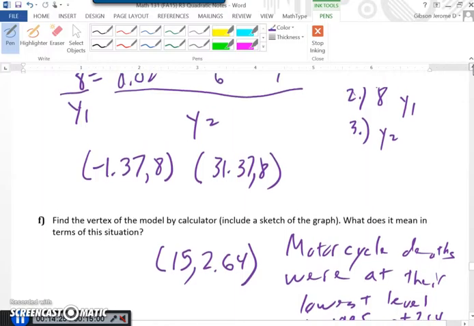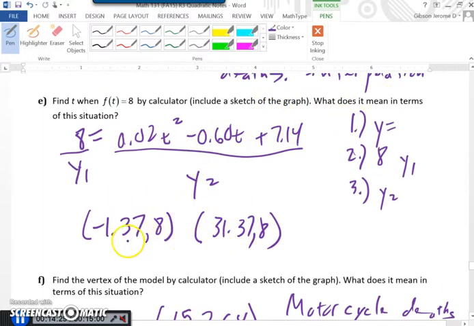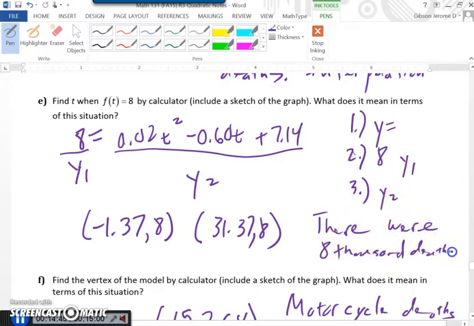But we need to go back up here because I did not give the explanation. The explanation for these 2 points were there were 8,000 deaths in 1978 and 2011. And that is the final answer.